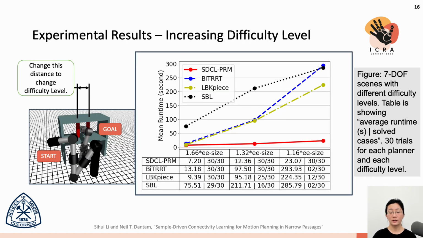We also test the change in runtime for varying levels of difficulty in the 7-DOF scene. We make the scene easier or harder by changing the distance between obstacles in the scene. SDCL has less runtime increase when the problem becomes harder. This indicates that sampling with SDCL is robust in revealing narrow passages, even when the problem becomes more difficult.